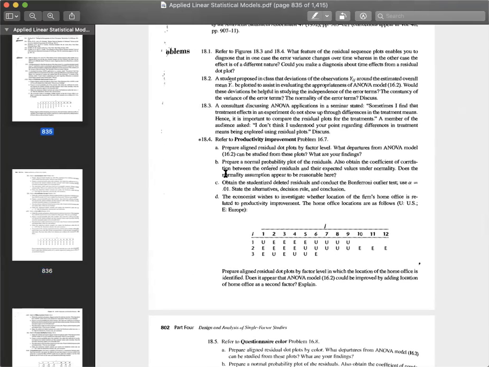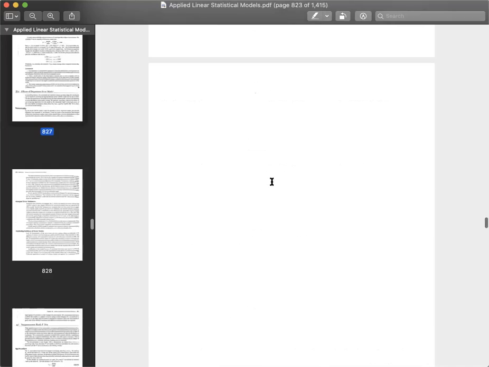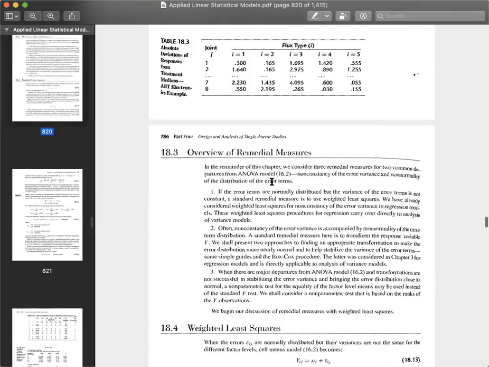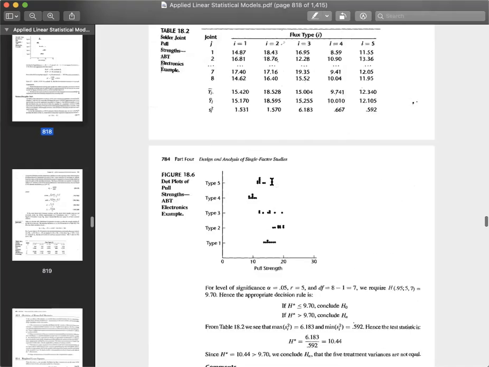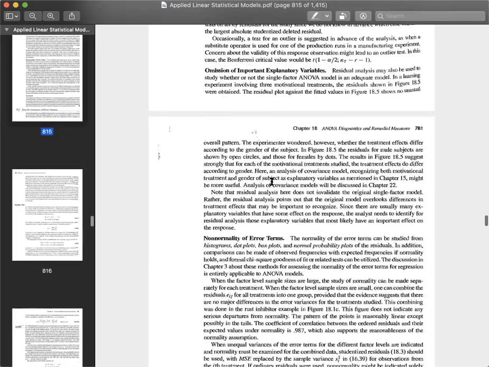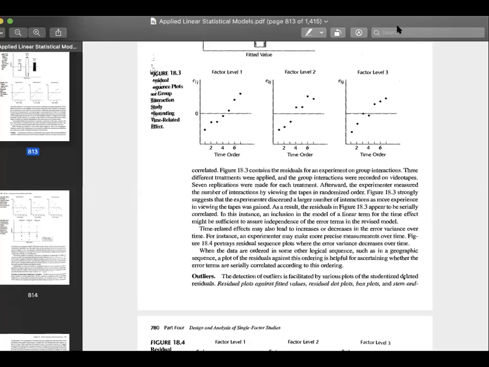What feature of the residual sequence plots enables you to diagnose that in one case the error variance changed over time, whereas in the other case the effect is of a different nature? Could you make a diagnosis about time effects from a residual dot plot? So let's go back to figures 18.3 and 18.4, which are here. Here's figure 18.3.